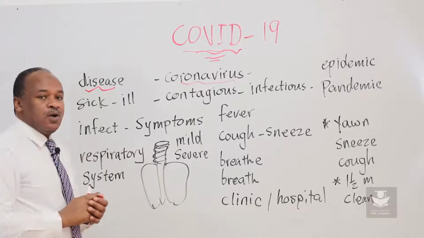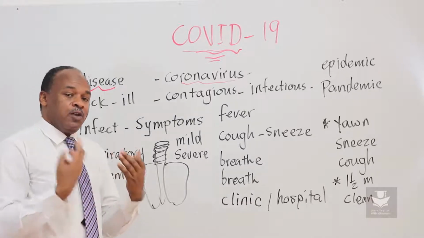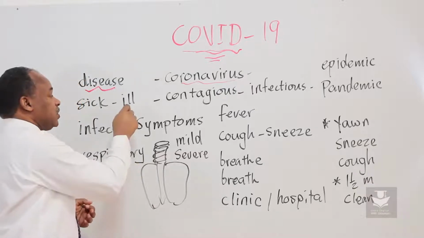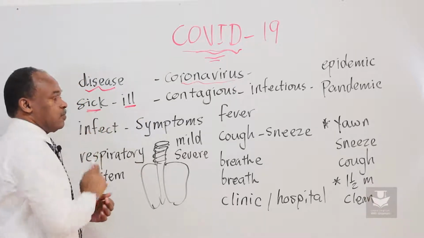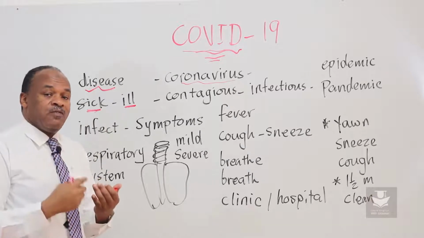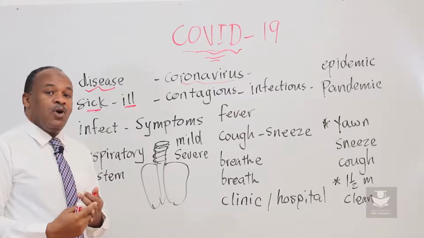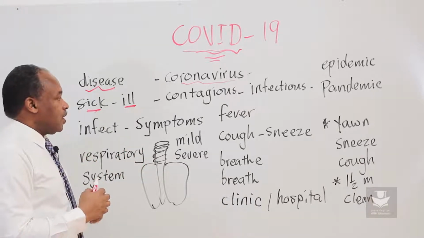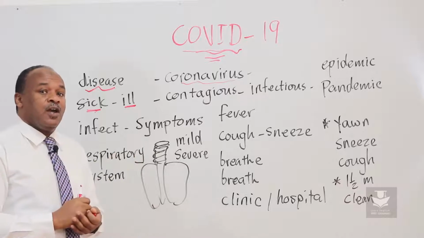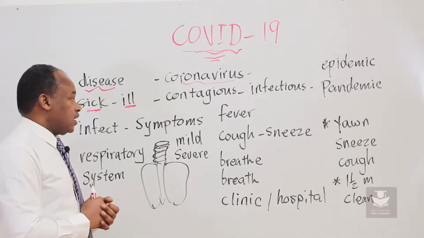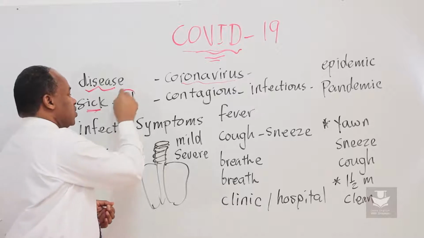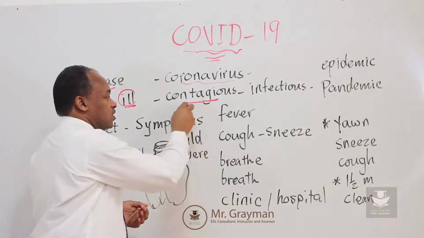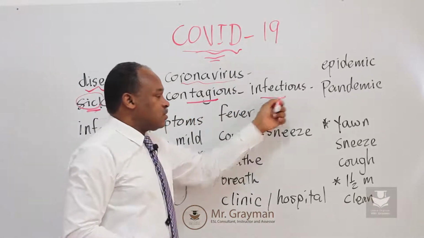Disease. When any person has disease, that means he's not well. And that means he's ill or sick. So if you get a virus, germ, or such kind of things, then you would be not well, you will be sick. The illness or the sickness that you get could be contagious or infectious.